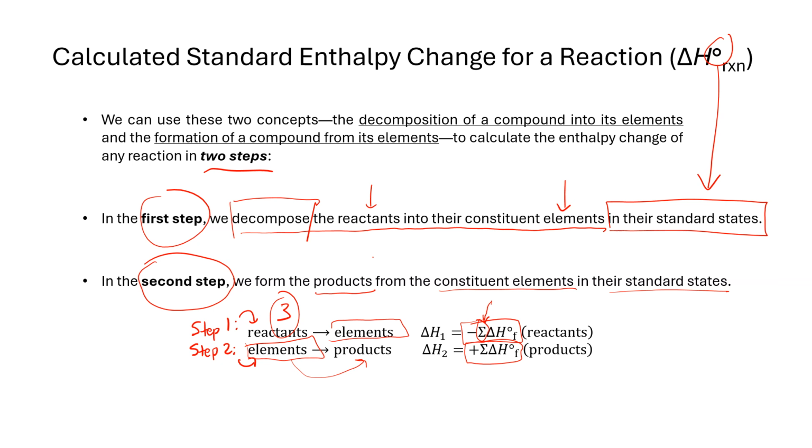Right now, it looks like we're just having one reactant and it's going into its elements. What if we have more than one reactant, right? You need to take the sum. And we're going to do some practice problems where we're going to see what that looks like.